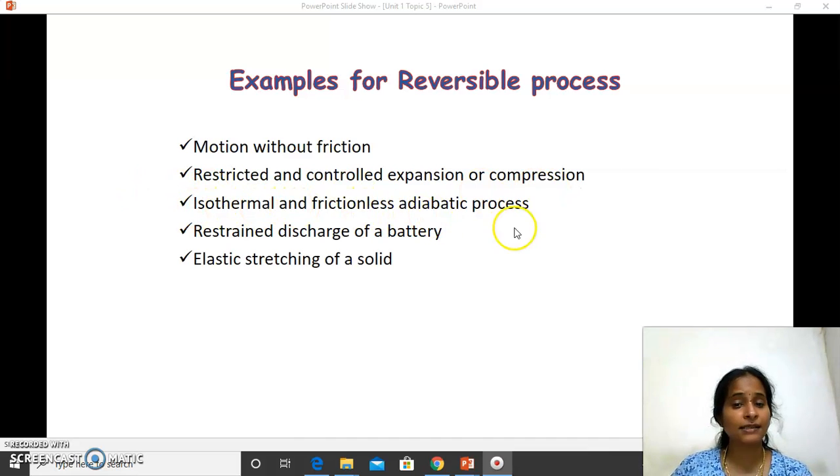Isothermal and frictionless adiabatic process. Frictionless, isothermal means constant temperature maintenance. Restrained discharge of your battery. And elastic stretching of your solid: again, that solid could come back to its initial position if there is no elongation or change in length of the solid, then it could be taken as a reversible process.